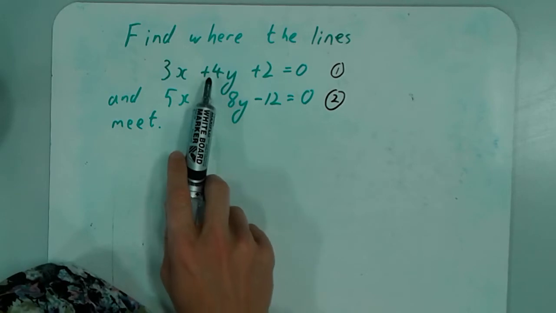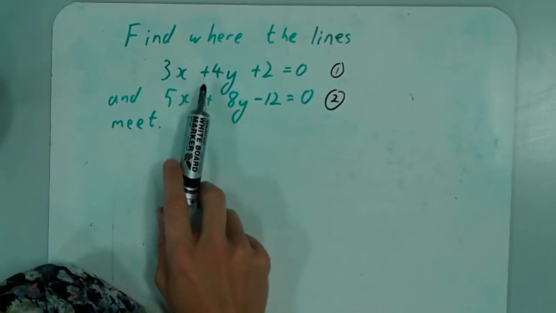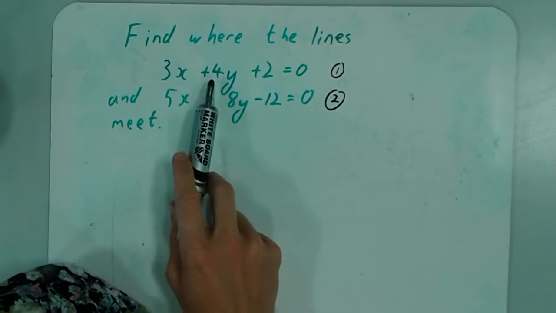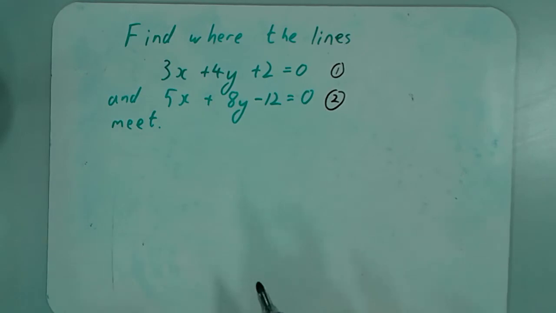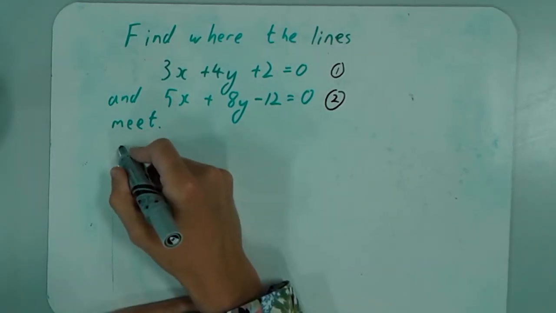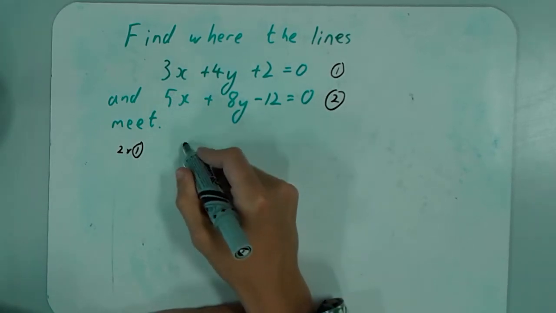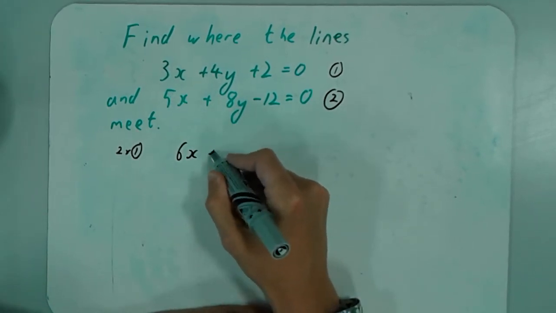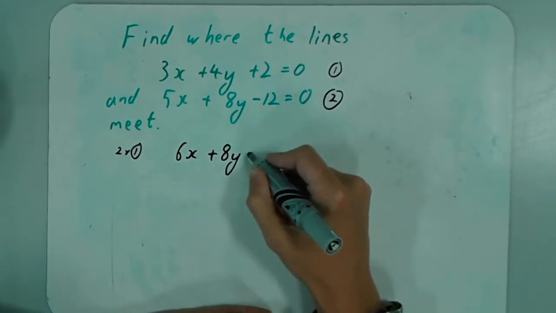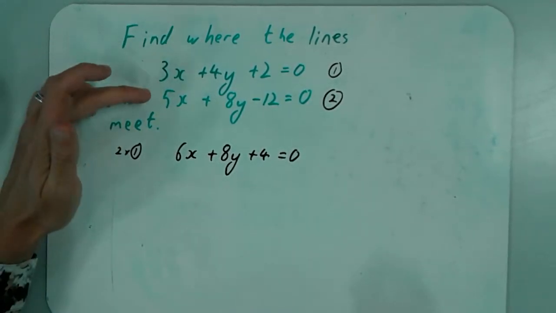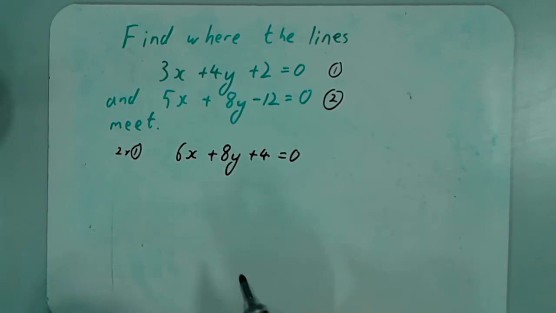If I look at the y coefficients, I can see that all I need to do to get the coefficients the same is to double this top equation. That will give me 8y on the top and an 8y on the bottom. So that's what we're going to do. Two lots of equation 1 will give me 6x plus 8y plus 4 equals 0. Equation 2 we can keep exactly the same.